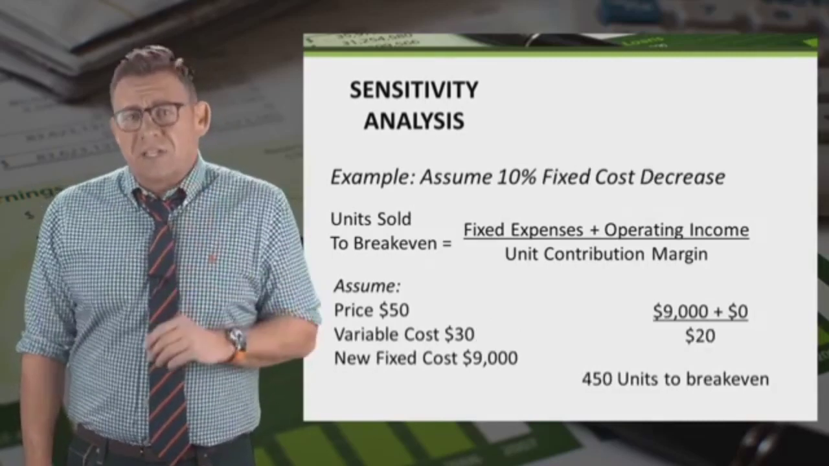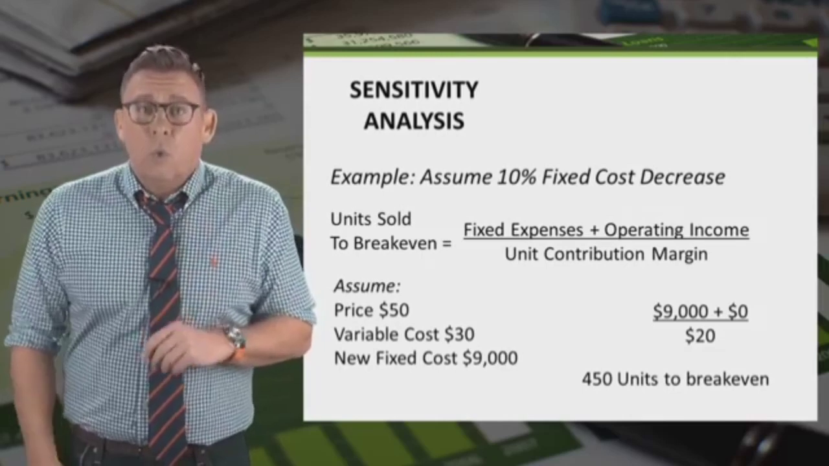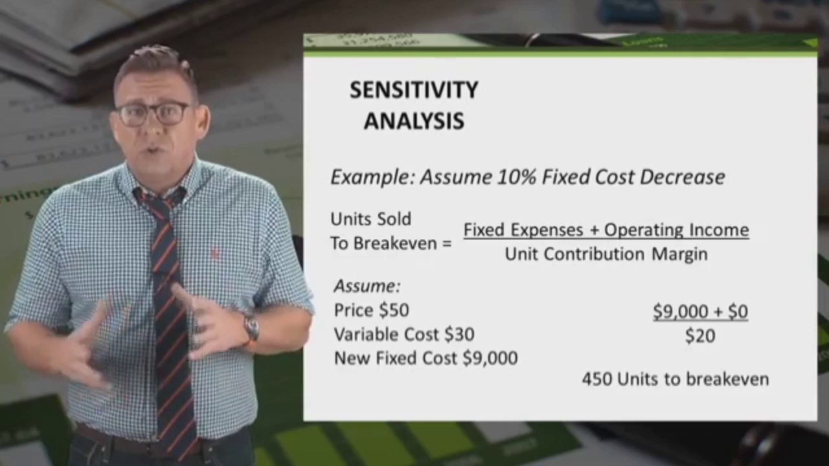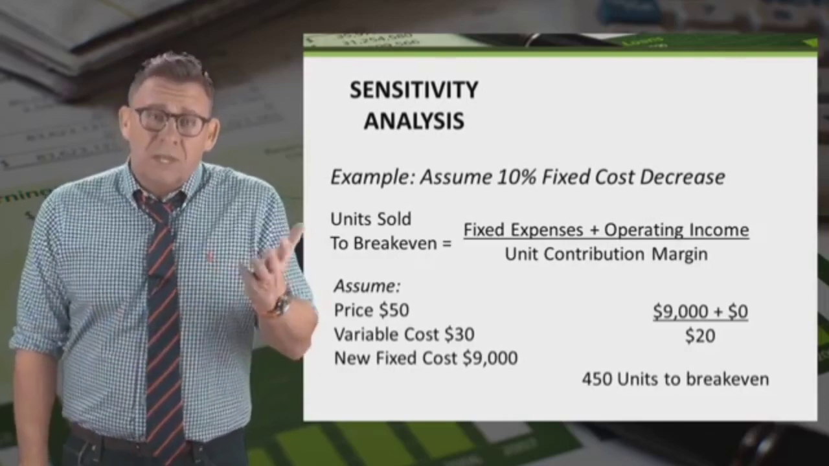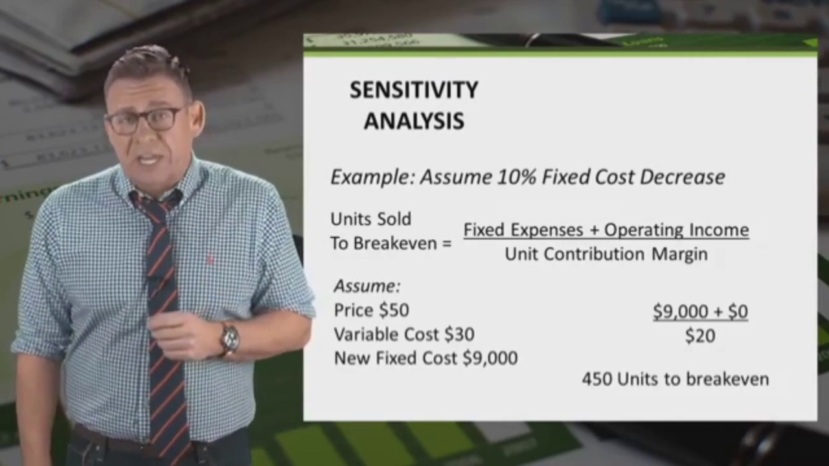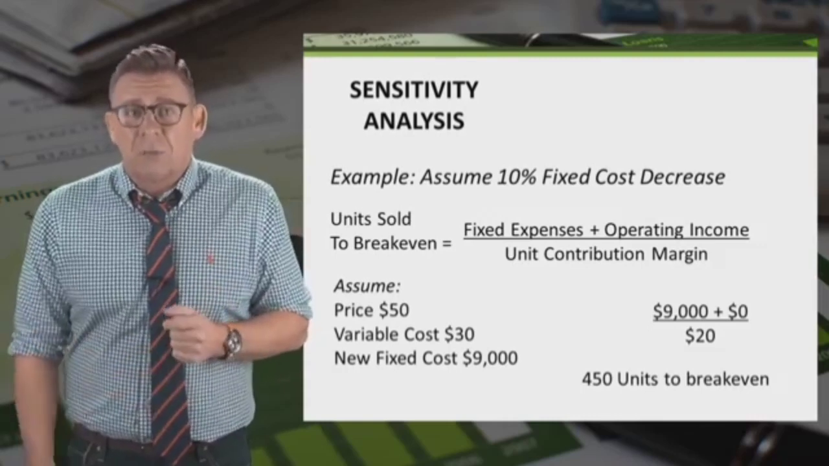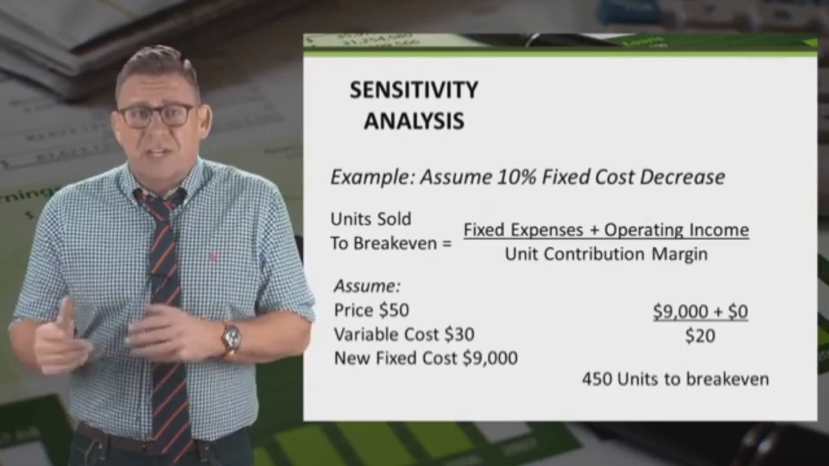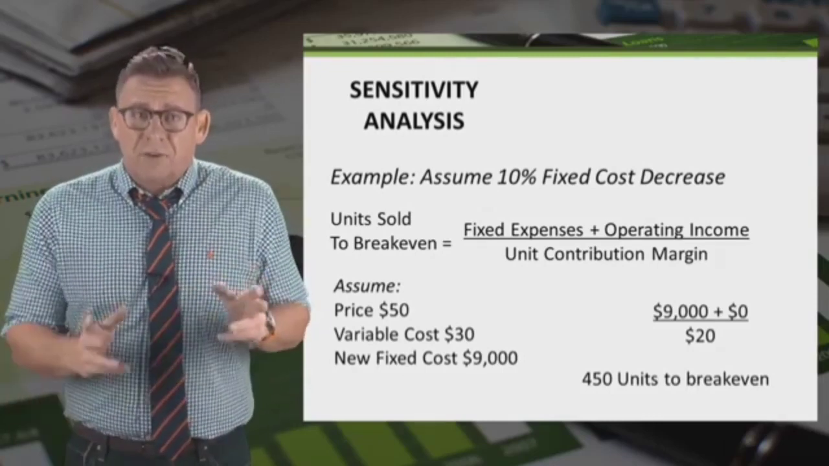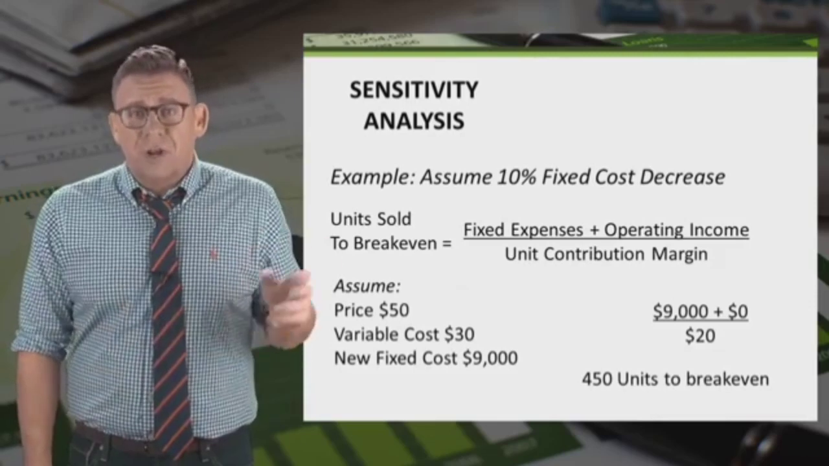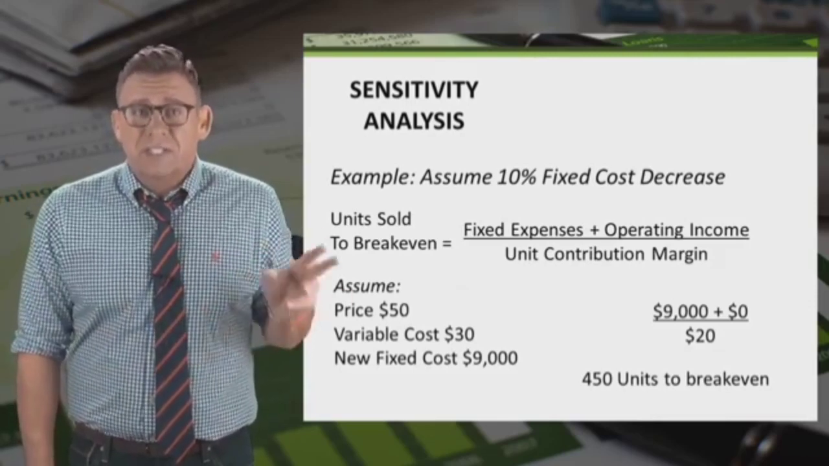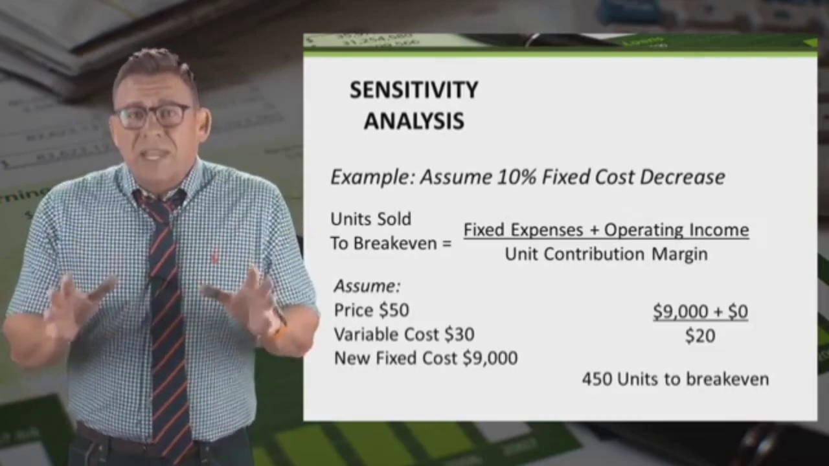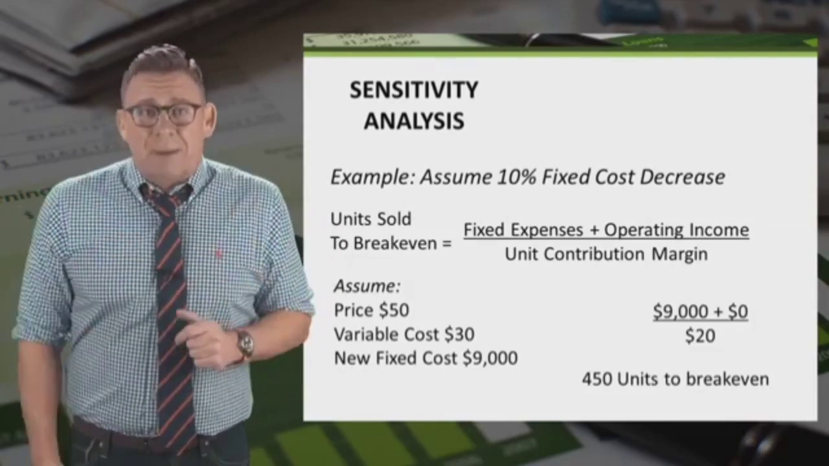What if fixed costs could be reduced by 10%? What is break-even now? Well, we need to calculate the new unit contribution margin. Only in this case, the unit contribution margin doesn't change because neither price nor variable costs are changing. So fixed costs are reduced from $10,000 to $9,000, and therefore break-even in units decreases to 450 units with a fixed cost decrease. All right, what will break-even be if all three things happen?